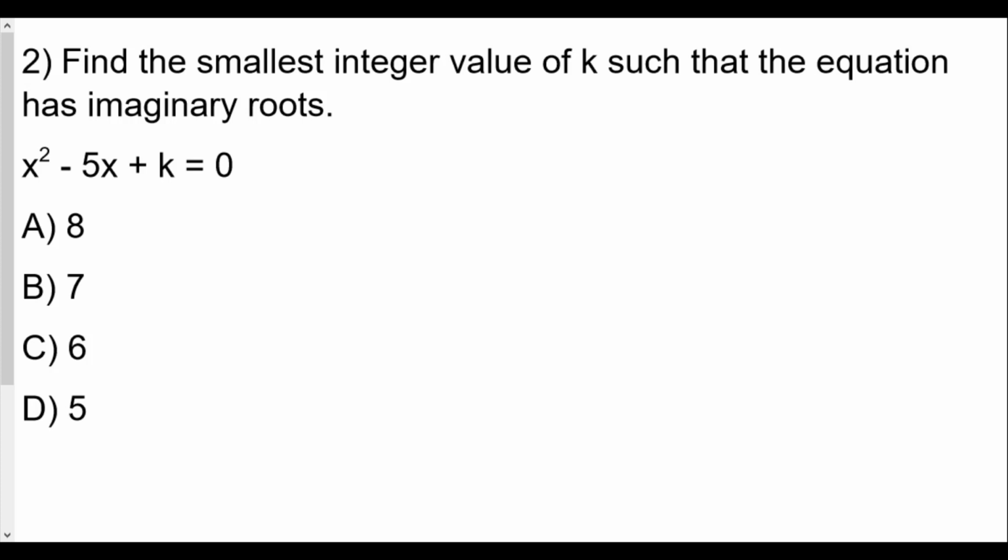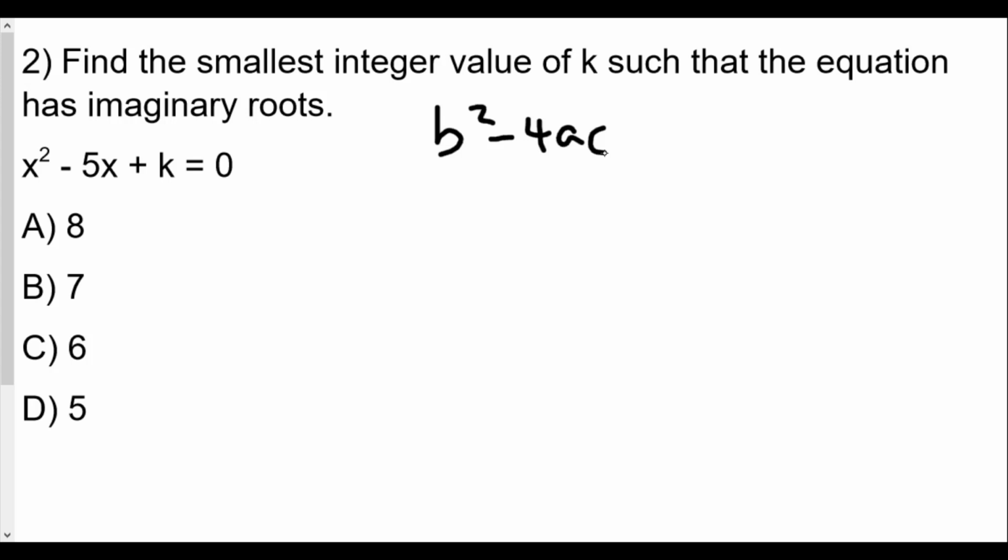Find the smallest integer value of k. So this equation has imaginary roots. Okay. So with imaginary roots, when we're talking about the nature of the roots, imaginary, real, rational, irrational, we're going to be using the discriminant. So discriminant is b squared minus 4ac. It's that number underneath the radical. And it makes sense because what type of number is underneath the radical will tell us what type of roots we have.